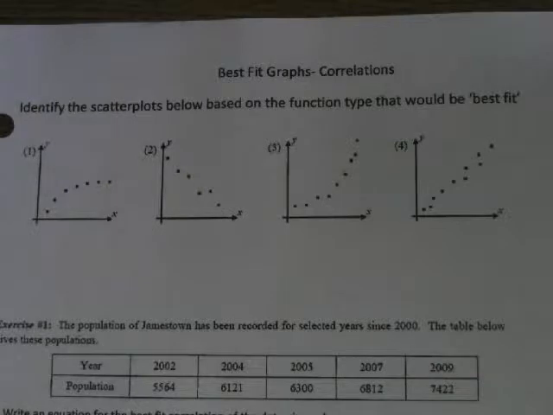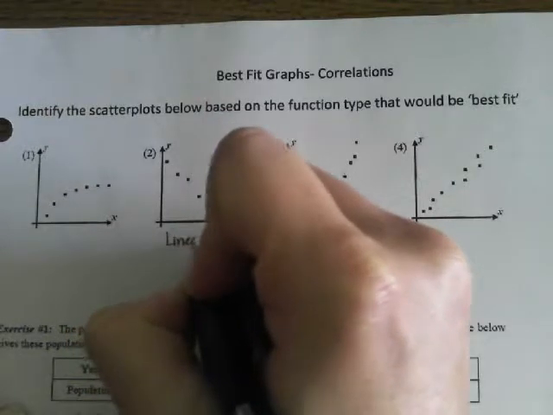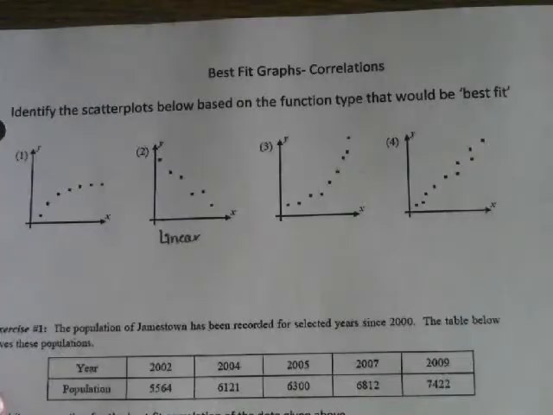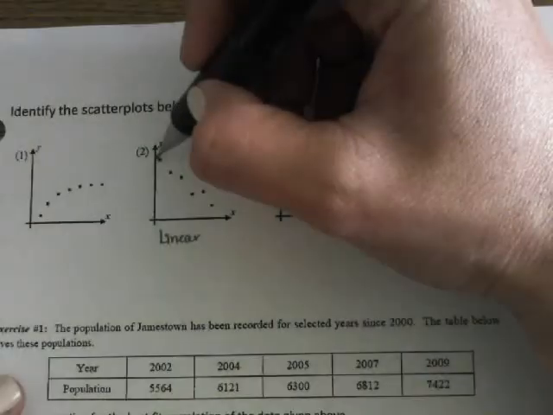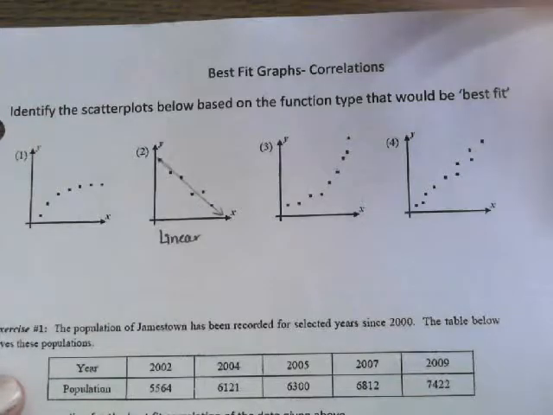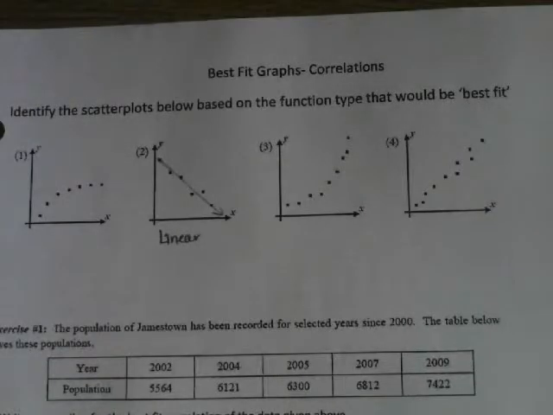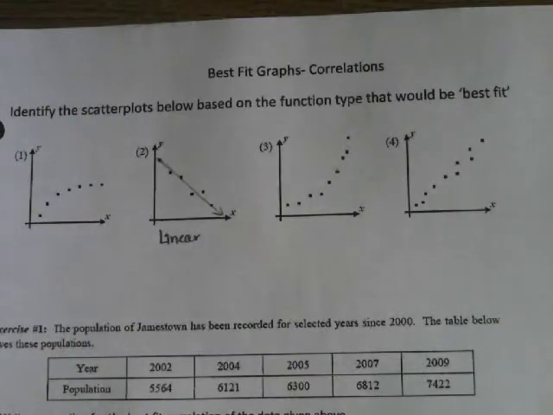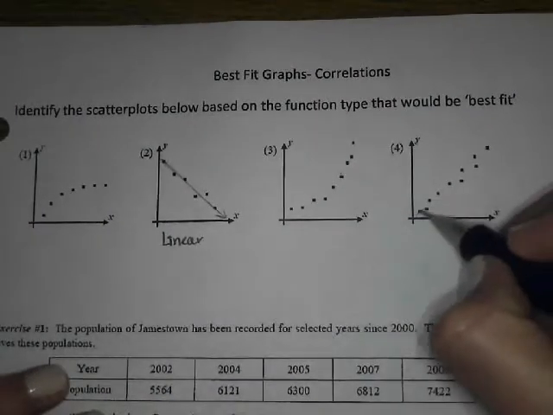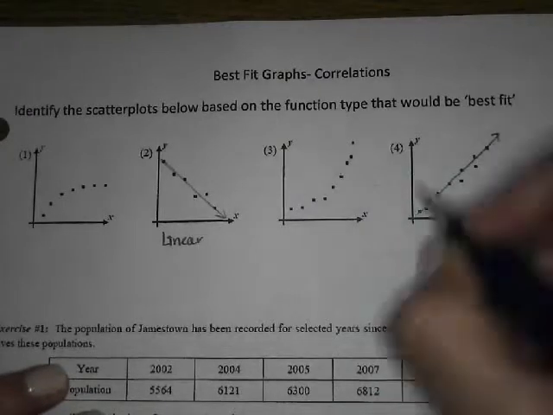Do we see any linear? What do you think, Anthony? 2 looks to be linear. I agree. Because if you were to draw a best fit line to kind of model that data, that is a line. And on 4 as well, I think that also looks linear.